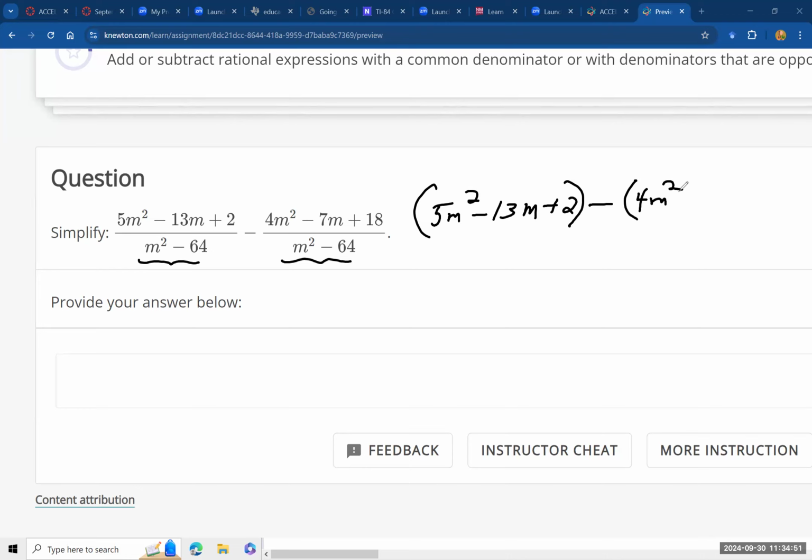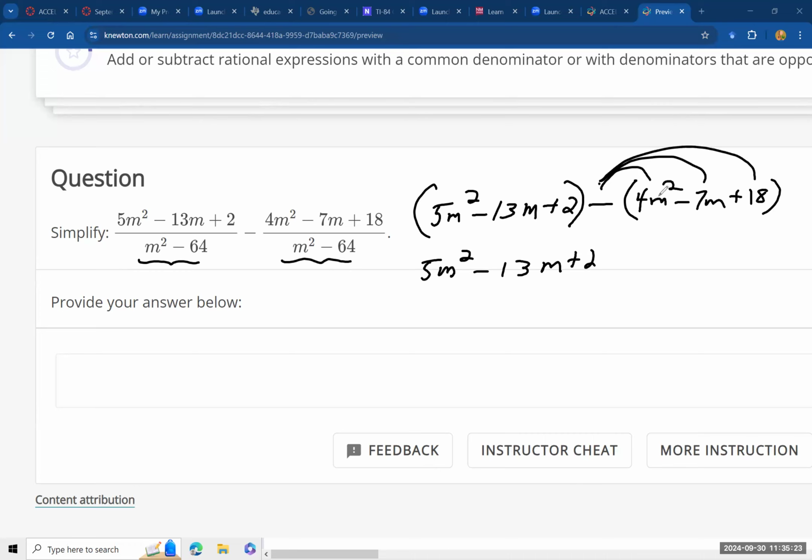4m squared minus 7m plus 18. I'm going to treat these as just subtraction of a polynomial for a minute. I keep all of the first polynomial, and then I'm going to distribute the minus sign.